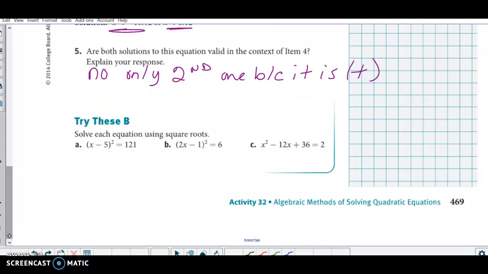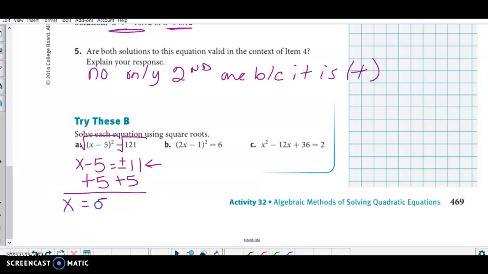So here are a couple of practices of that. I'm going to do this first one, and I'm going to have you try the second two. So now we need to get rid of the square root first. So now I have x minus 5. The square root of 121 is plus or minus 11. And this is where it gets a little tricky. So I need to add 5 to both sides. Well, this is actually two different numbers. So now I have x equals 5 plus 11, and I have x equals 5 minus 11. So I can keep solving those, and I would get 16. But down here, I would get negative 6.